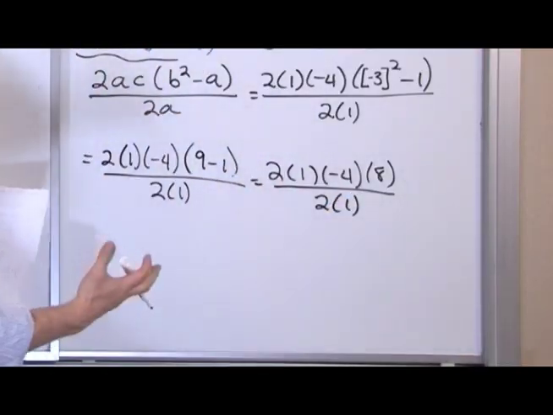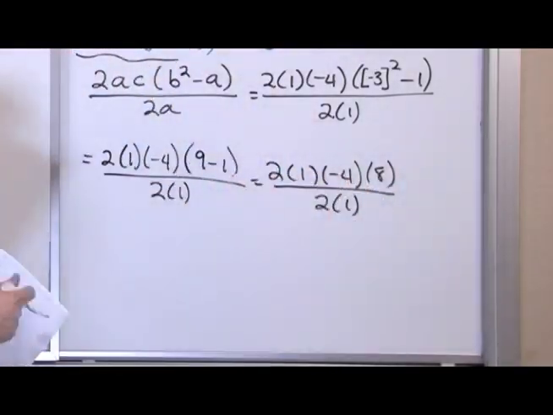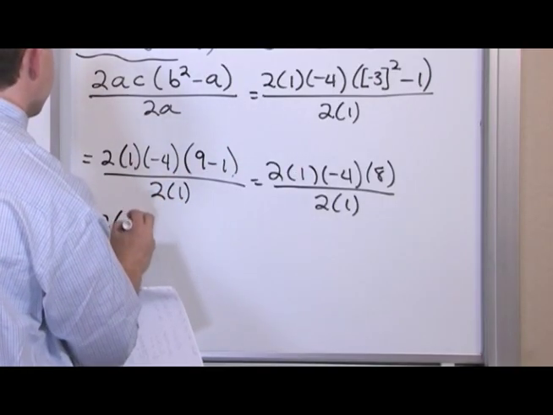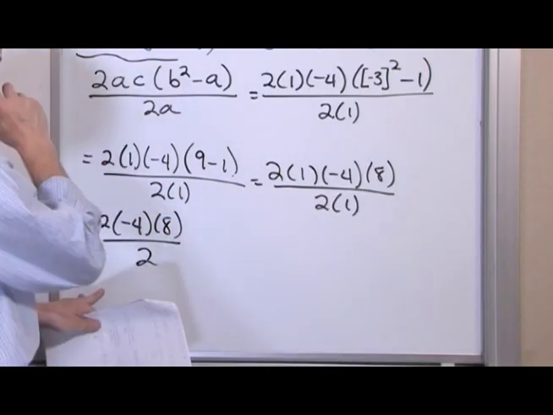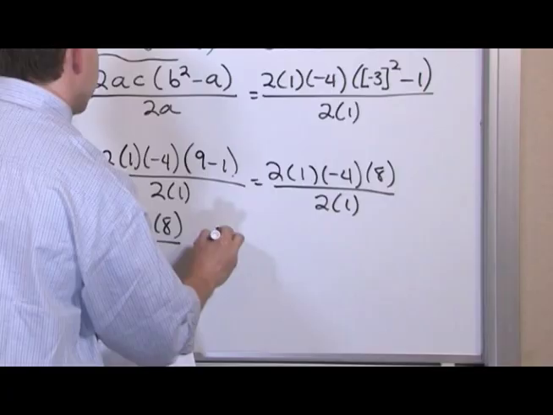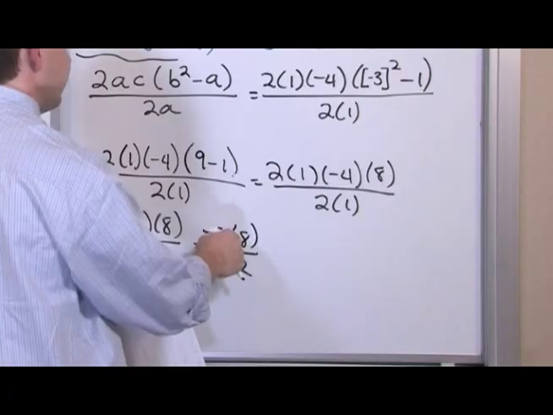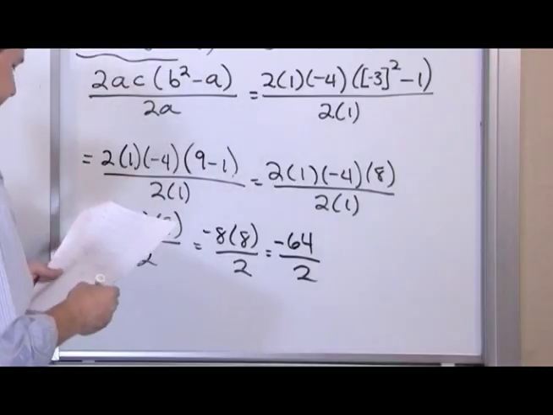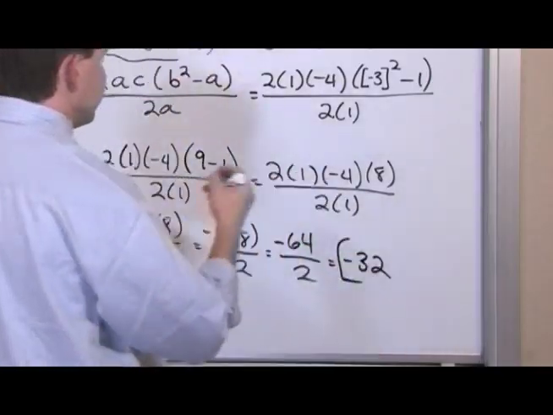Okay, now we can look at this as a fraction, and we can say, look, I'm still working on the top. I need to evaluate the top, evaluate the bottom separately. I've got a bunch of multiplication everywhere, so all I do is multiply. 2 times 1 is 2 times the negative 4 times the 8, and that's divided by, and on the bottom, 2 times 1 is 2. 2 times negative 4 is negative 8 times the 8 from here over 2. Now we have negative 8 times positive 8 is negative 64 divided by 2. And negative 64 divided by 2 is negative 32. This is the answer, negative 32.